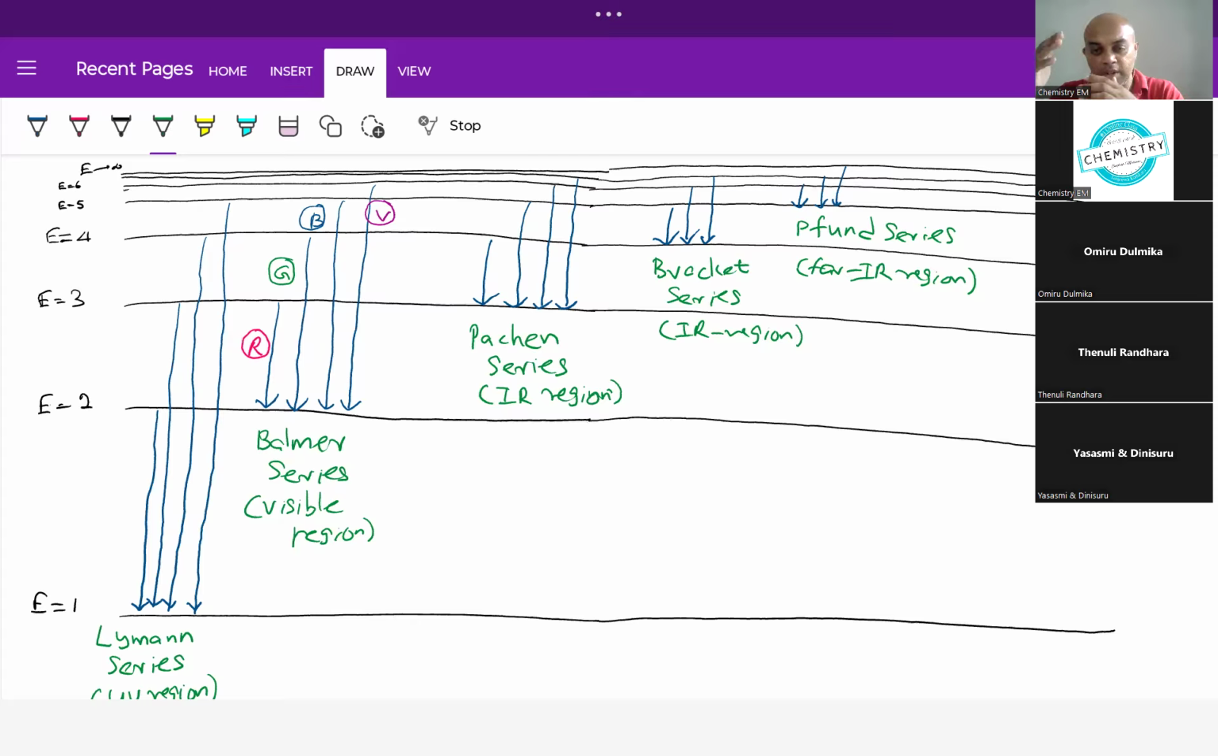N equals high energy levels to E equals 4, that is called the Brackett series. High energy levels to E equals 5, that is called the Pfund series. That is in the far infrared region, right?